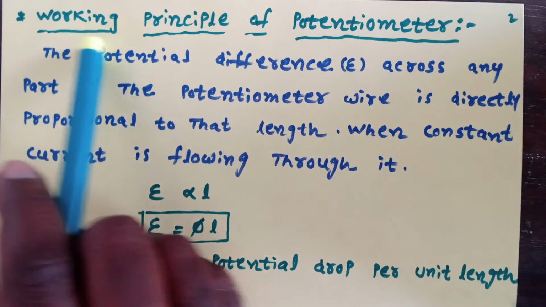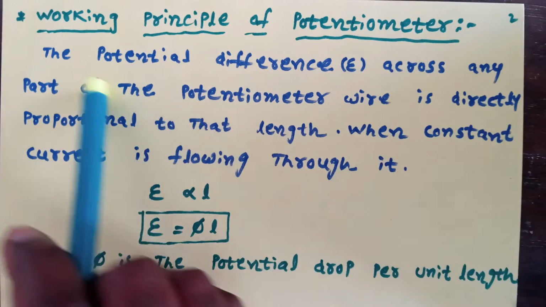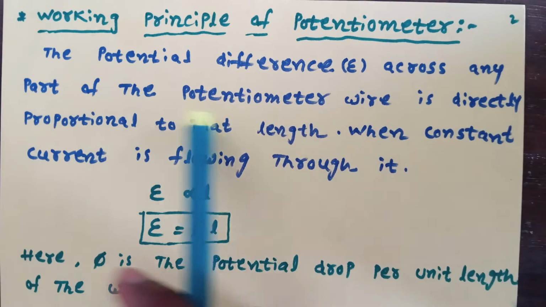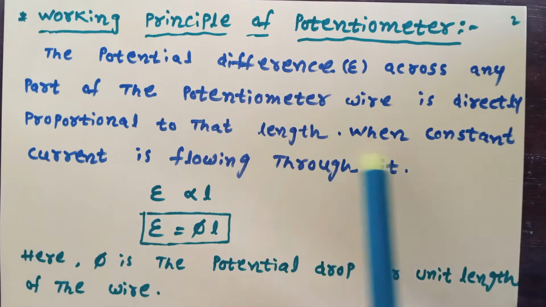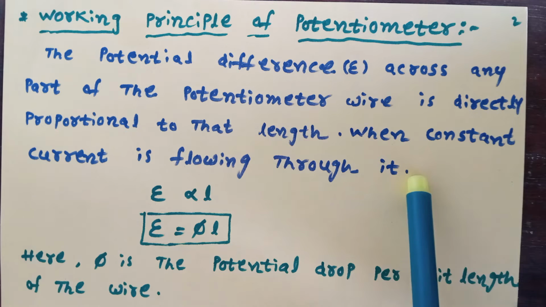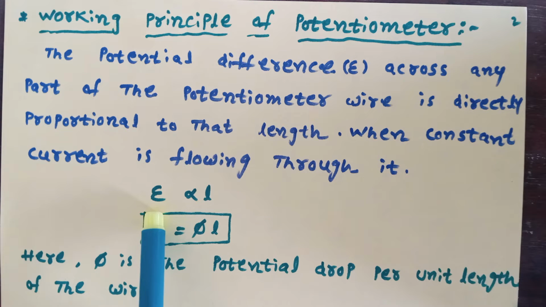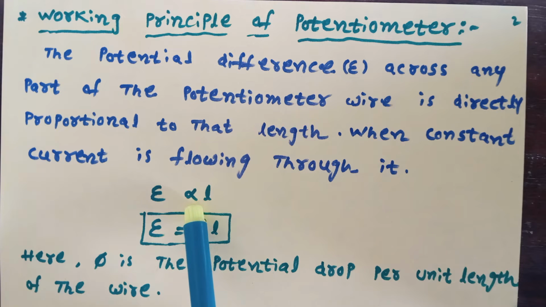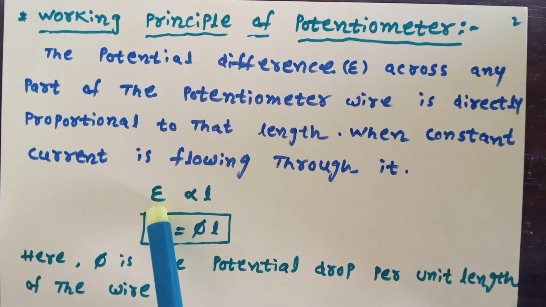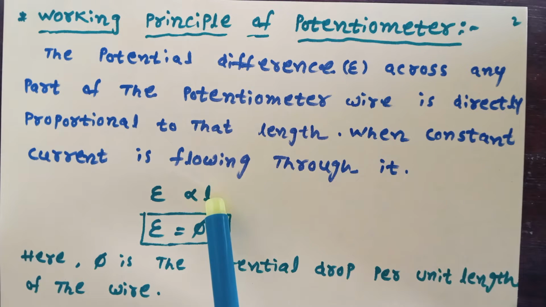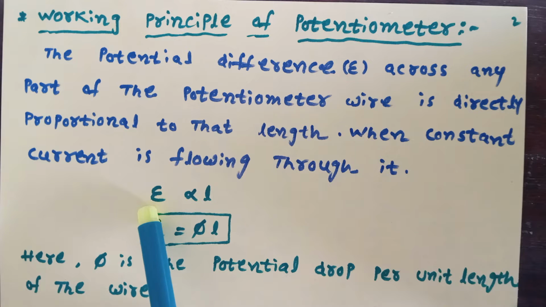Definition for 1 mark, the working principle of potentiometer. The potential difference across any part of the potentiometer wire is directly proportional to that length when constant current is flowing through it. The total wire is 10 meter length, and any part of it follows this. If length increases, potential difference also increases. If length decreases, potential difference decreases.